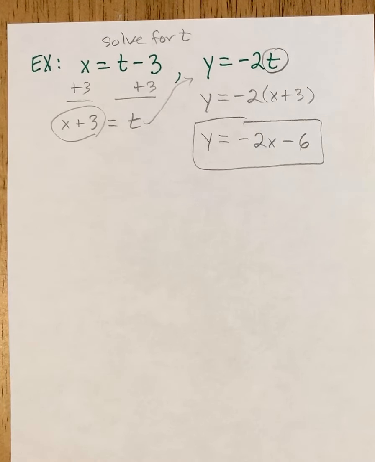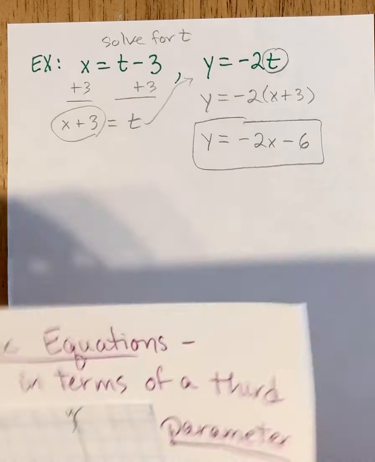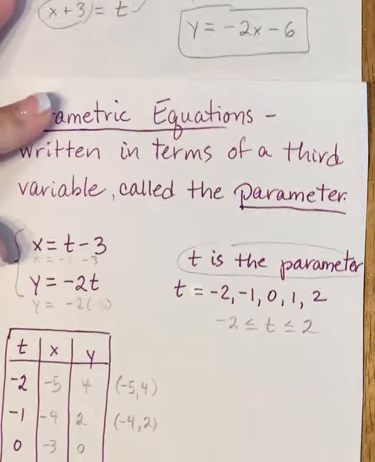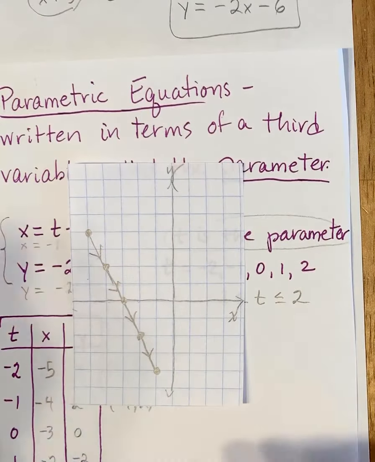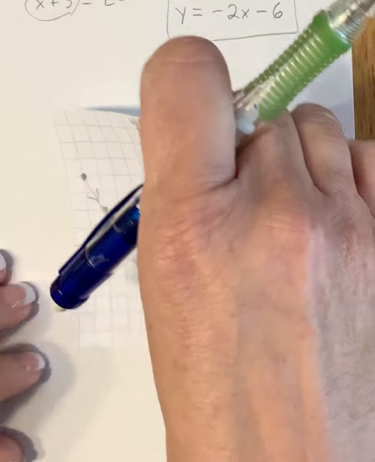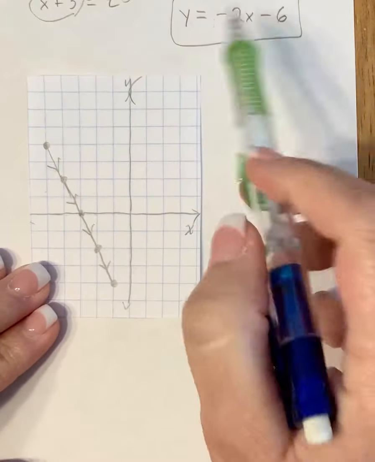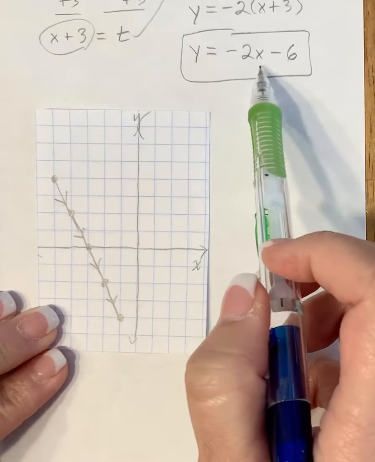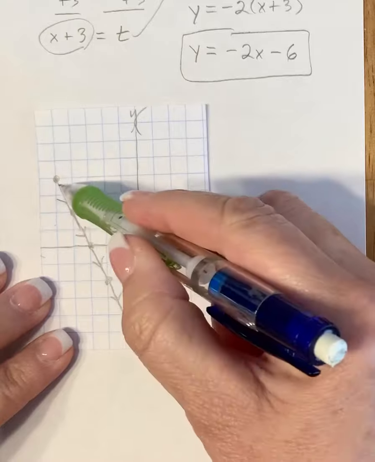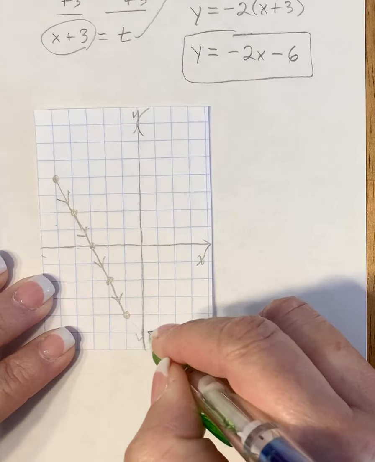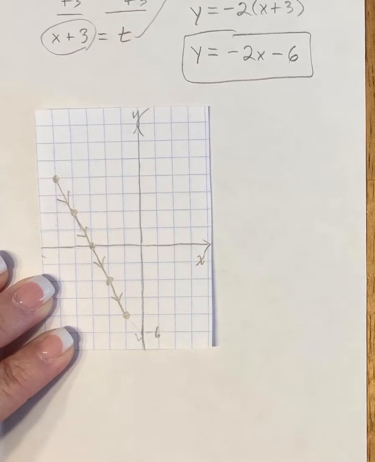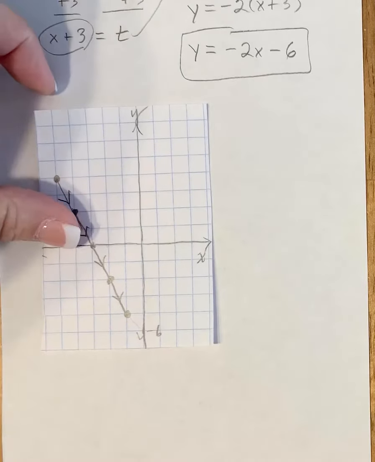Right? And that was the first set of parametric equations that we did, and we came up with this graph. And if you look at this graph, it is the line y equals -2x minus 6. There's a slope of -2, and it is going to intersect the y-axis at -6 if it went on.